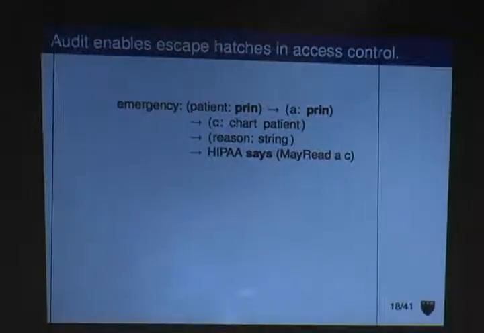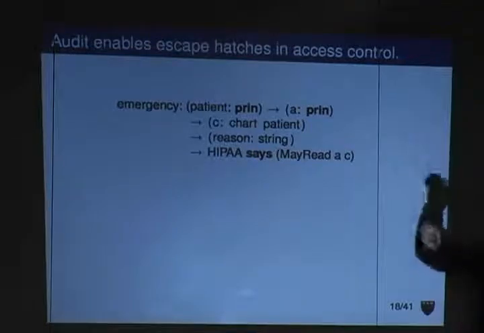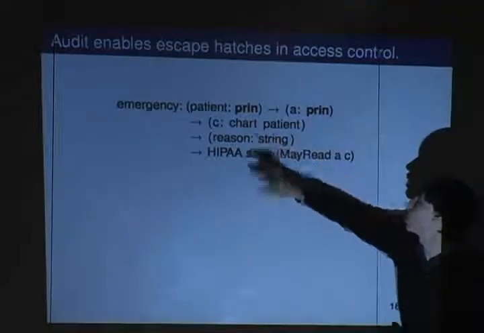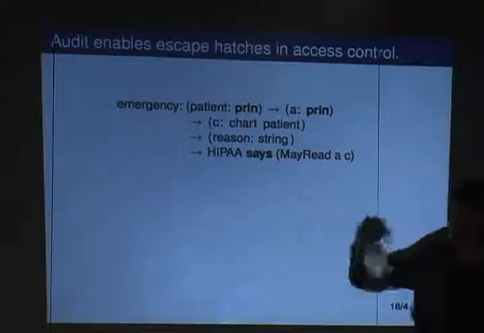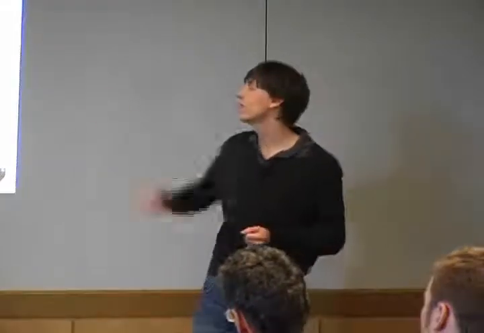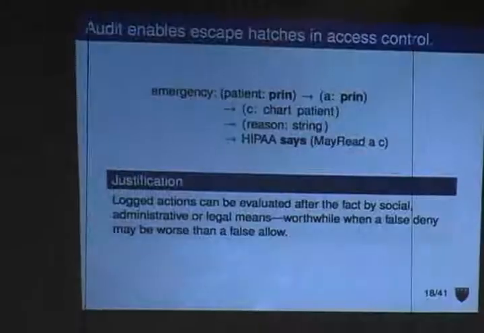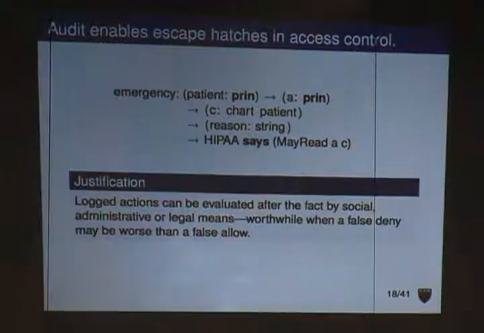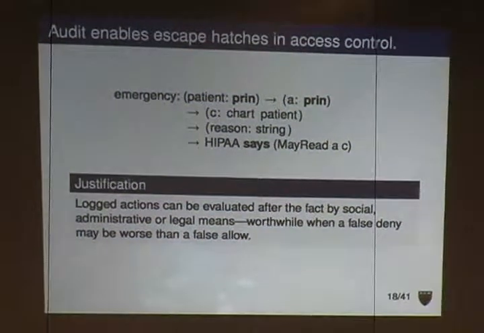Aura lets you do that. Because we have audit, we can actually add escape hatches directly into our policy. We can add a new rule that says, in an emergency, if we have a patient's chart and a reason that's just some text, HIPAA will allow anyone to read that chart. We know that anytime this rule is used, it'll be audited, or recorded. As long as you have a system of audit, it's safe to add a rule like this, because you can always go back and look at exceptional cases and then judge by legal or social means whether that was a good thing.